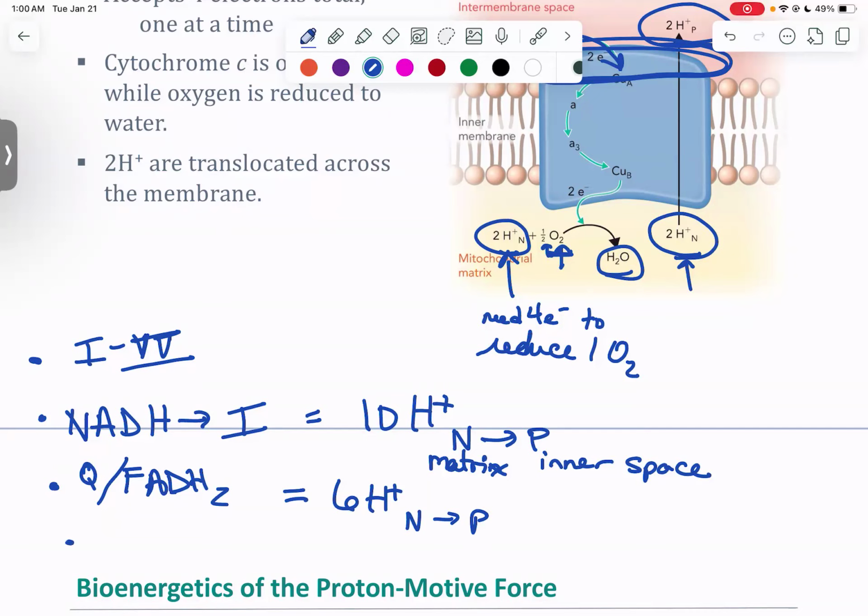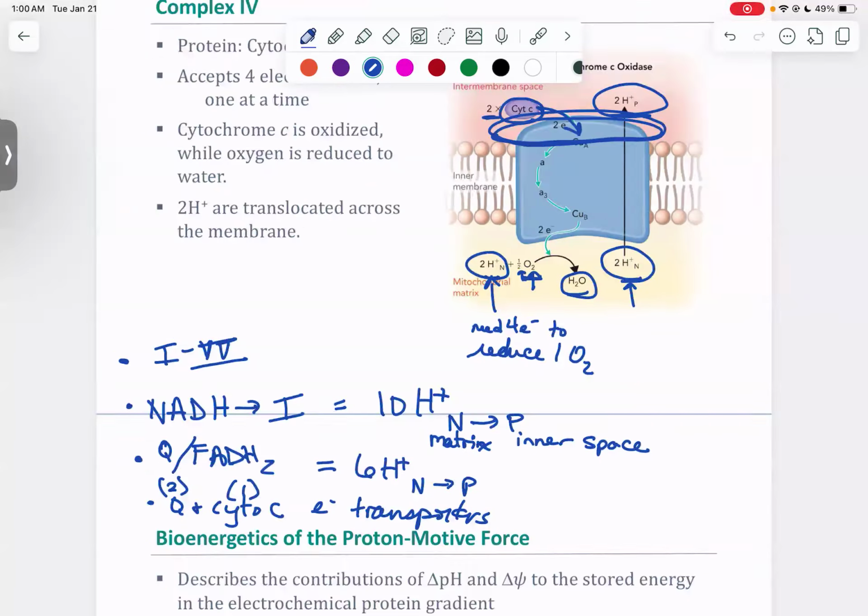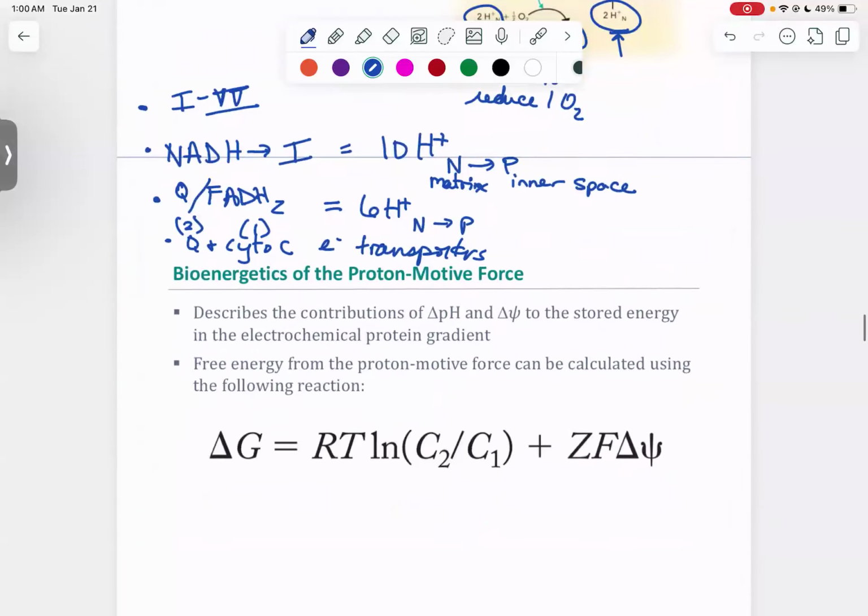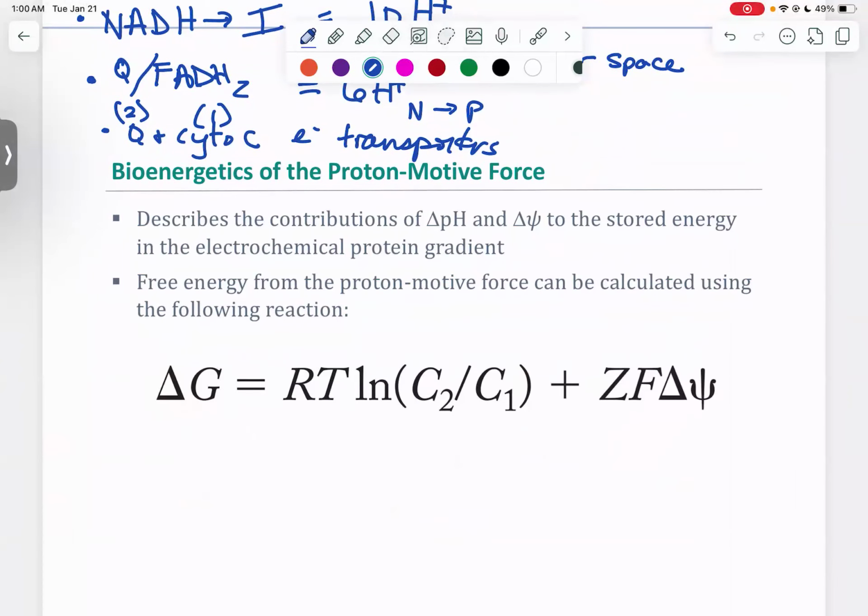And then we also talked about coenzyme Q and cytochrome C, these being our electron transporters. Some are embedded in the membrane, some are free flowing. And remember, Q takes 2 electrons at a time. Cytochrome C can only take 1 at a time. So the next thing we have to talk about is how efficiently the electron transport chain does its job. How well does it convert redox energy into a proton motive force?